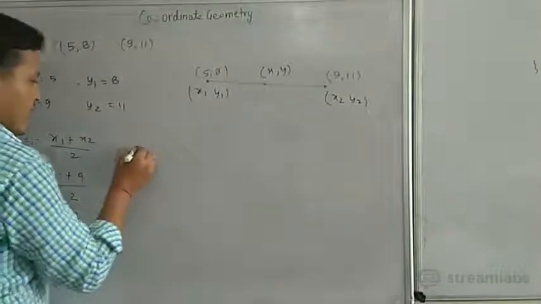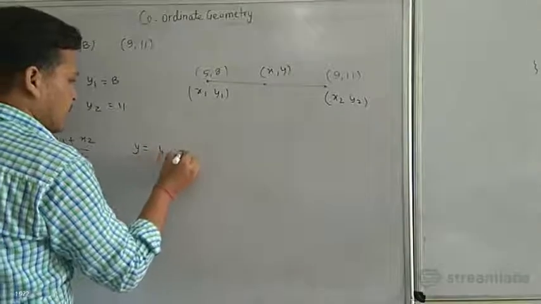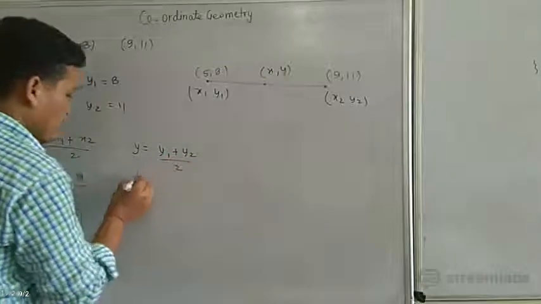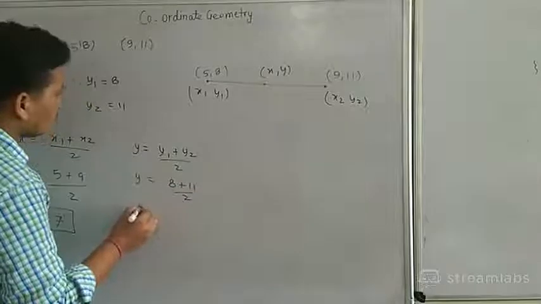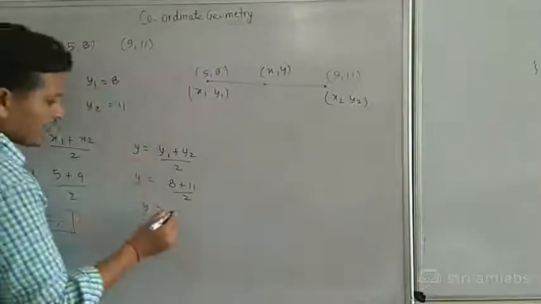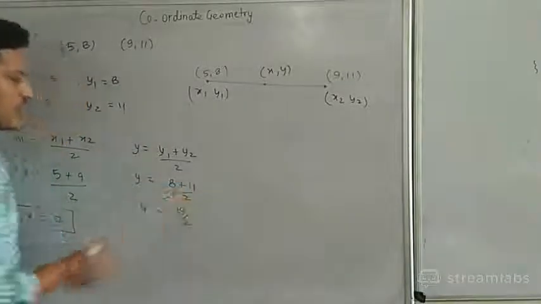Next, y is equal to y1 plus y2 upon 2. So y is equal to 8 plus 11 upon 2. So y is equal to 8 plus 11, so 19 upon 2. So this is the answer here.